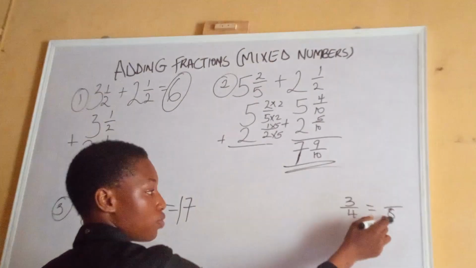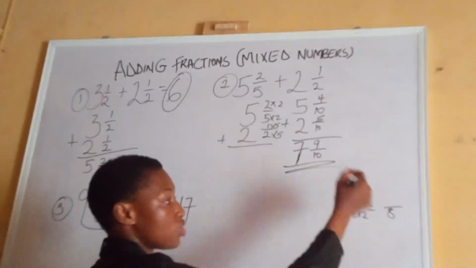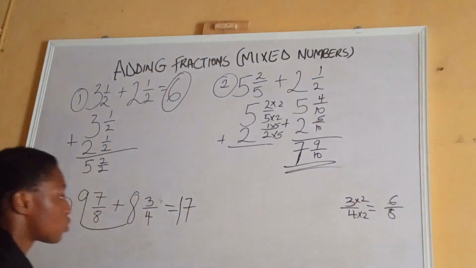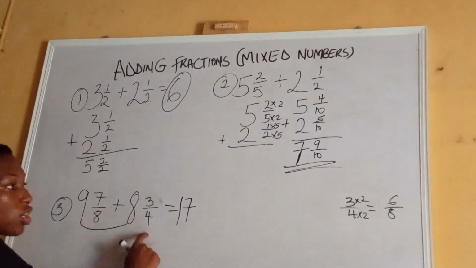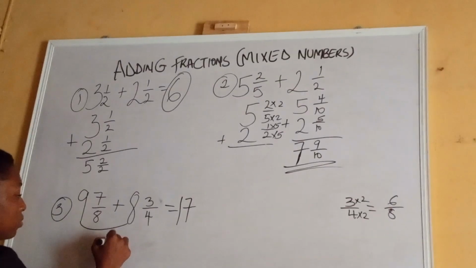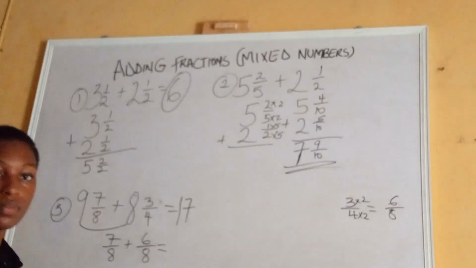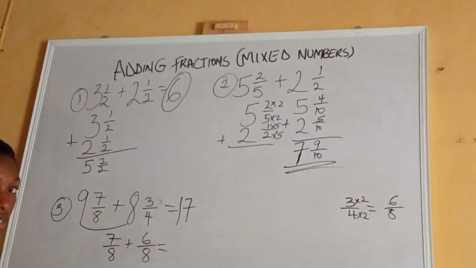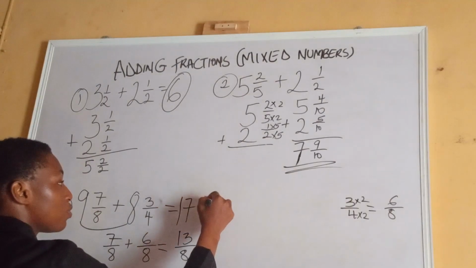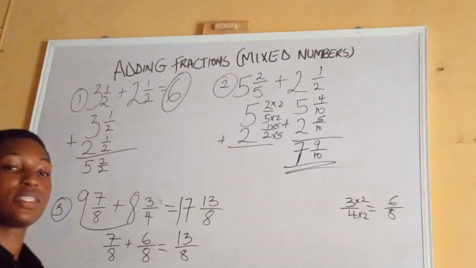4 times what will give you 8? That's 2. So you have 4 times 2, and the same thing with the numerator, 3 times 2. 3 times 2 is 6, and 4 times 2 is 8. So now we are going to be working with this equivalent 6 over 8. So 7 over 8 plus 6 over 8. 7 plus 6 is 13. So you have 13 over 8. So your answer here is 17 whole number, 13 over 8. And that is that for that.